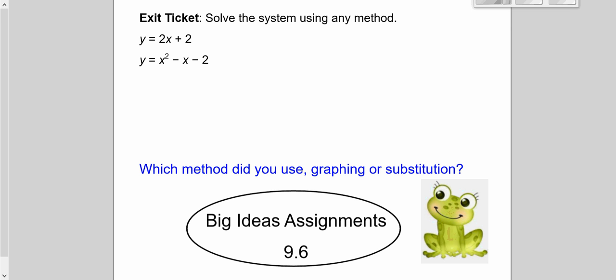Solve the system using any method. All right, this is your exit ticket. Give it a try. You can use graphing or substitution. On your mark, get set, go. Did you get it? There's 2 answers. Did you use graphing or substitution? I use graphing. You could solve by substitution. But there is 2 answers. Found them both. Desmos is amazing.